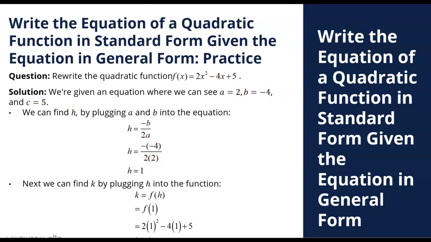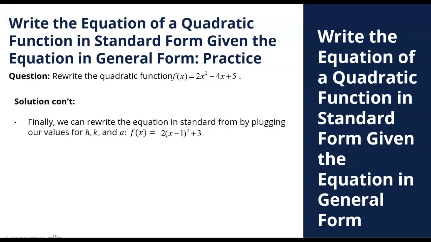So after we've solved for h, we can then solve for k by just plugging in h to f of x. So we will replace x here by h. So in the expression, all the x's here will be replaced by h, or by the value of h. In that case, h is equal to 1. So we are going to evaluate the function at x is equal to 1. Therefore, we have 2 times 1 squared minus 4 times 1 plus 5. And when you simplify this, that would give you a value of k. So in this case, k is equal to 3.